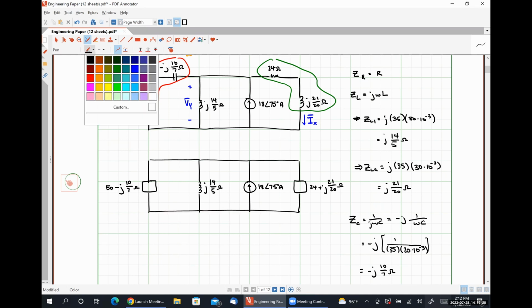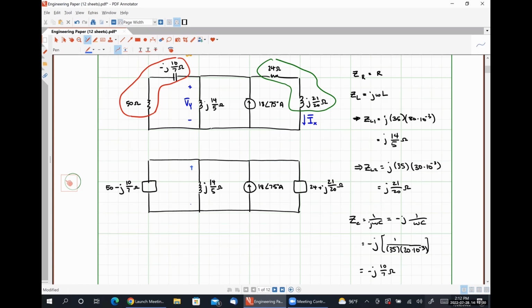We are now solving for this quantity Vy and this current Ix. I've redrawn the circuit in this way to make it very obvious that I have a current source in parallel with 3 impedances. Since I'm looking for the current flowing through one of those impedances, current division is a pretty straightforward way to figure out what that current Ix is.